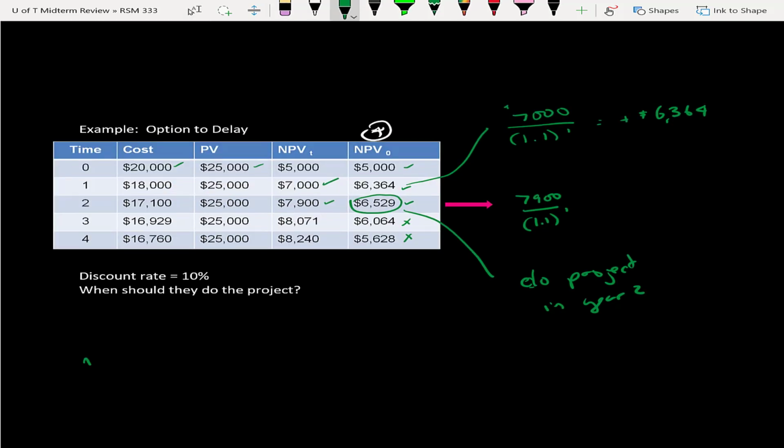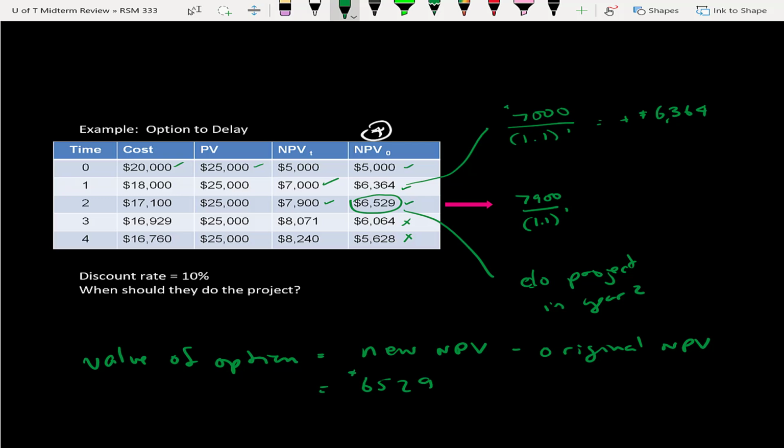And what's the value of this option? So the value of the option is equal to the new NPV, which is the NPV with the option, minus the original NPV. Okay, and the new NPV was 6,529. And the original one, if we did not have the option, we just had to do it today, it was 5,000. So the value of this option is 1,529. Okay, so each option would have some value.